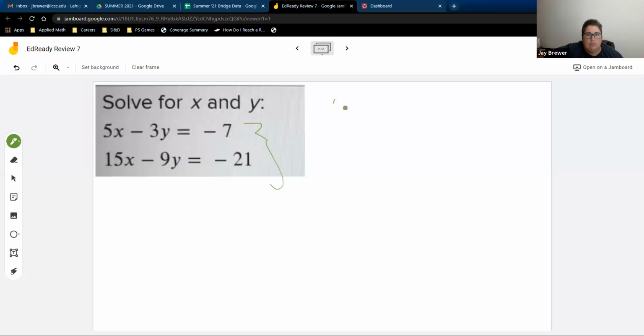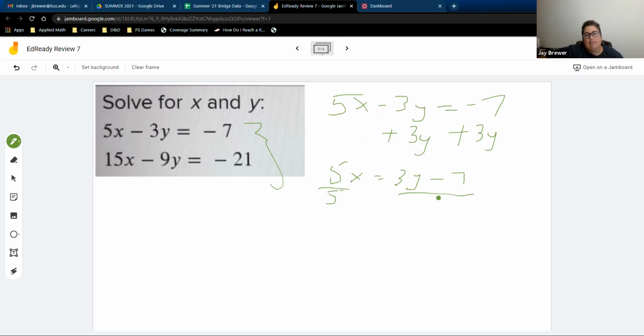Okay, so we have 5x minus 3y equals -7. We're going to add 3y to both sides. So we'll have 5x equals 3y minus 7. Finish it out by dividing by 5. So that looks a little weird, but it's going to work out for us.